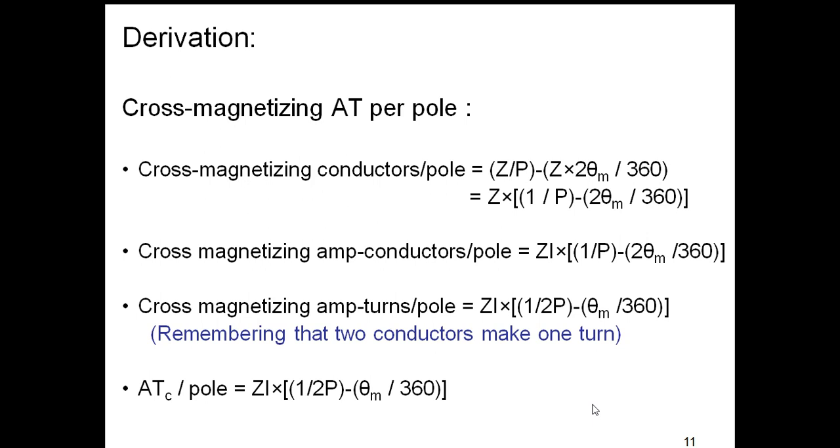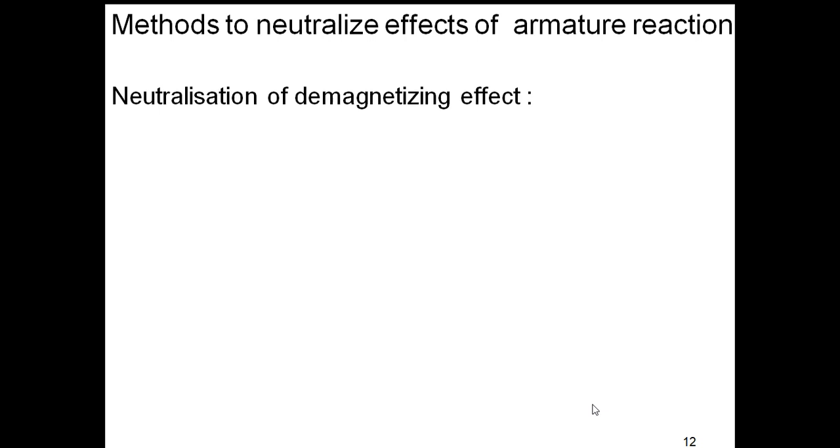So the ampere turns for cross magnetization per pole is equal to, the formula is Z into I into (1/2P − θm/360). Now we have to know how to neutralize the effects of armature reaction. Means we have to neutralize the effect of cross magnetization and also the effect of demagnetization.